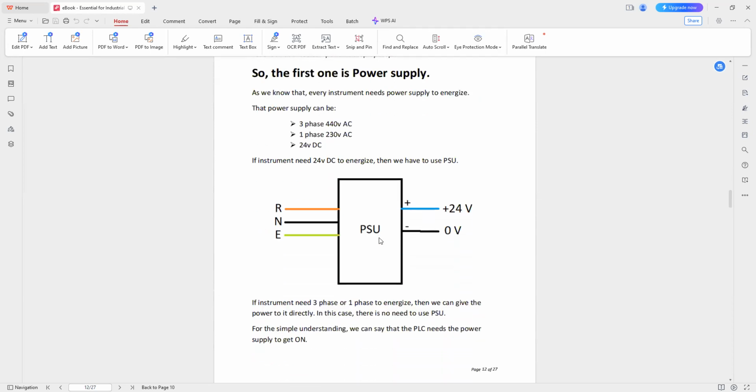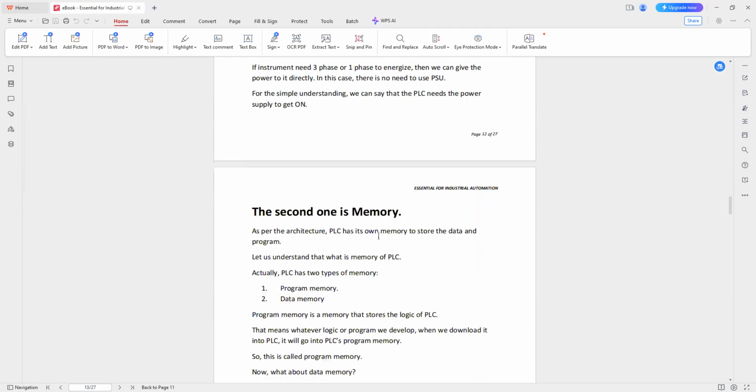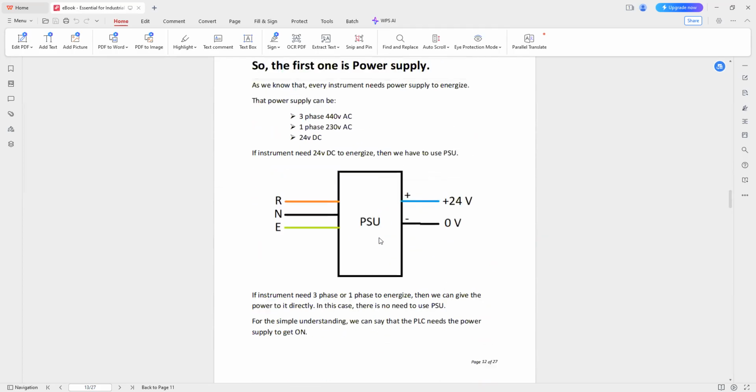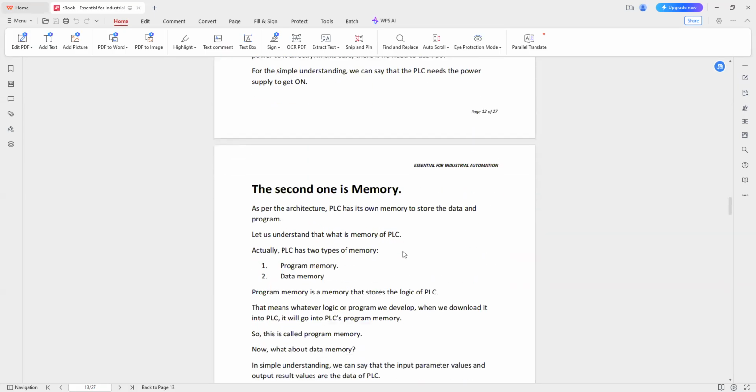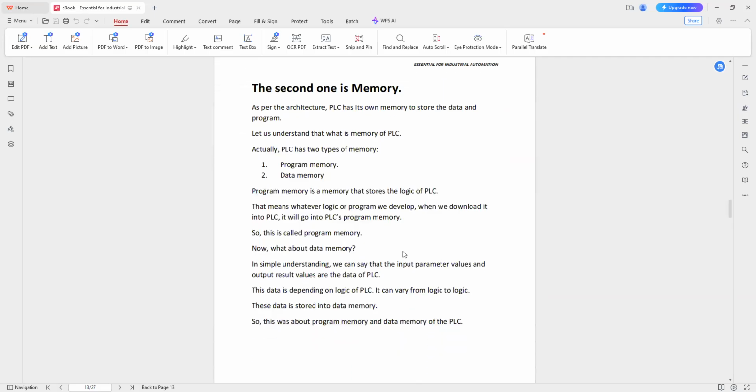First one is the power supply that we already discussed. It can be three phase, single phase, or 24 volt. It is just converting, that's it. Second one is memory. What is memory actually? When you create a program and download it into the PLC, it goes into the program memory, because it is code.